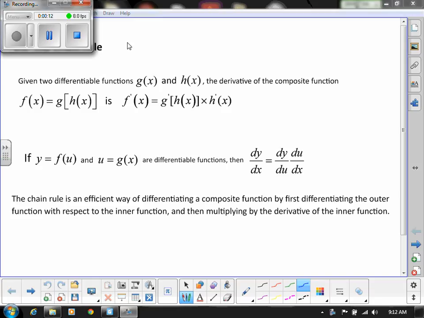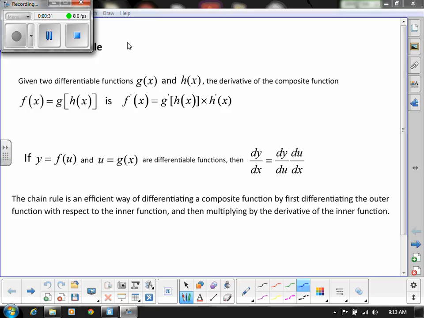We've been dealing with derivatives. Today we're going to look at more complex functions that can use something called the chain rule. When you think of a chain, there's multiple pieces. Same thing with this type of function. So we're going to take the derivative of an outside function multiplied by the derivative of an inside function.